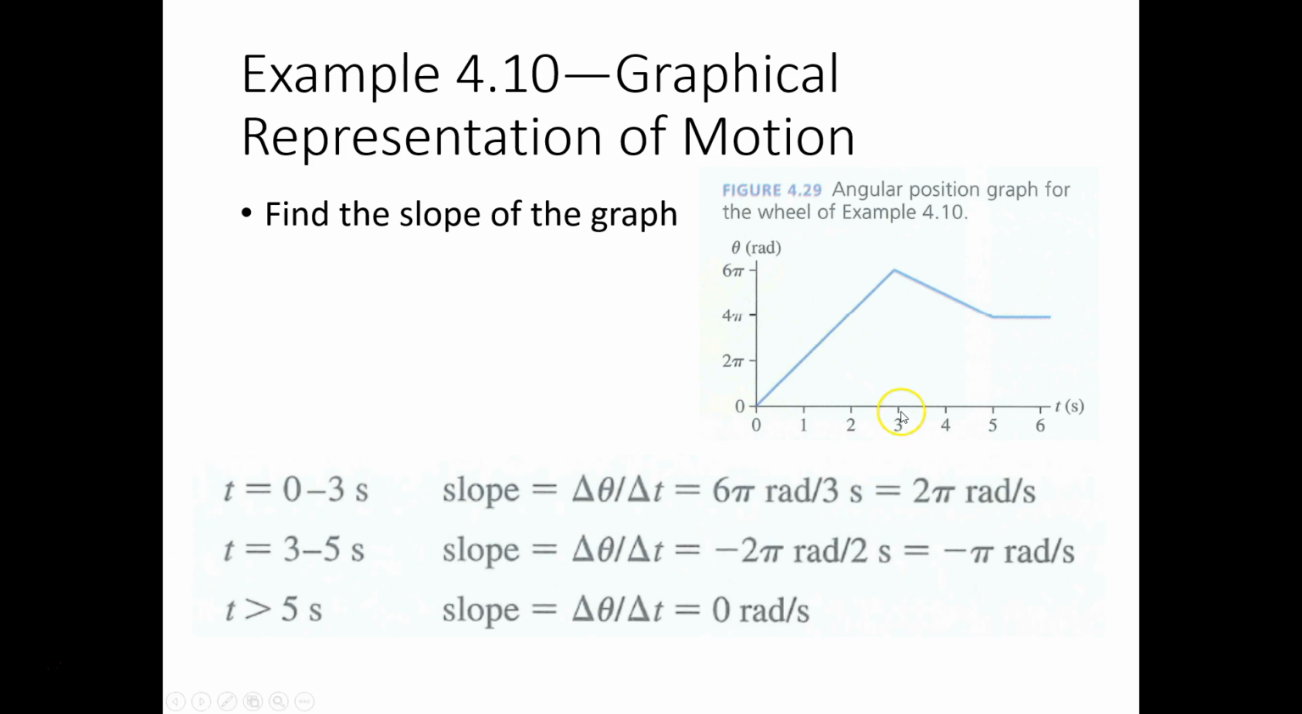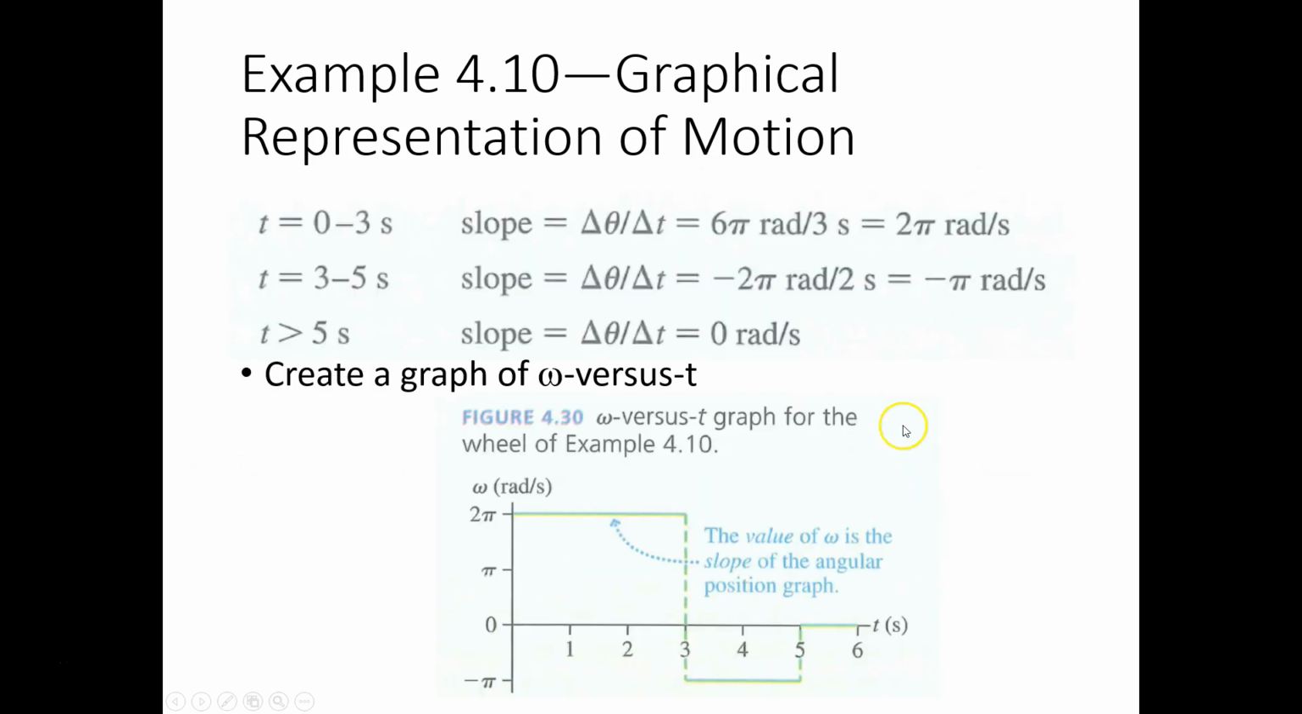From 3 to 5 seconds, you'll notice that now we have a negative angular velocity. We go from 6 pi down to 4 pi. So 4 pi minus 6 pi will give us negative 2 pi radians divided by 2 seconds, and that's negative pi radians per second. And then anything past that has a slope of just 0 because there's no slope here at all. Now that we've done that, we're able to make our graph.